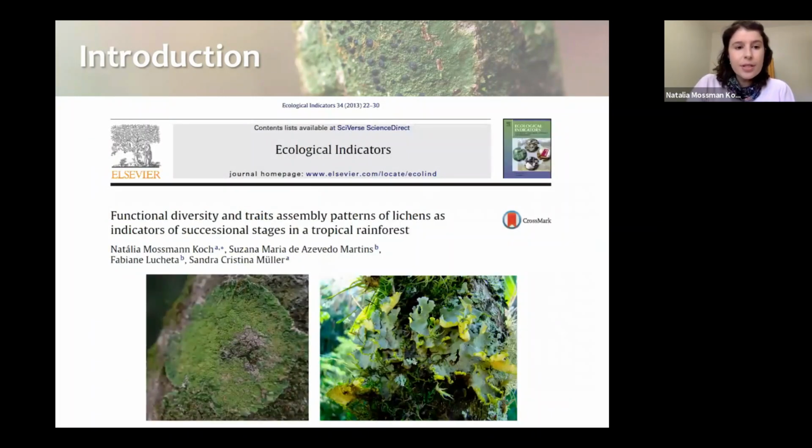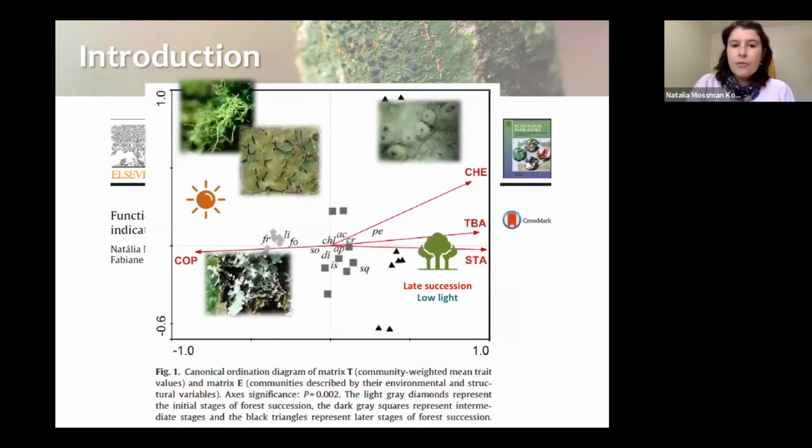So in 2013, we published a paper on functional diversity and trait assembly patterns of lichens as indicators of successional stages in tropical rainforest. And we found that fruticose lichens and foliose lichens, as well as lichens with lirellae, were more related to initial stages of forest succession with higher canopy openness, while lichens with perithecia and squamulose lichens were more related to late successional stages with low light availability.